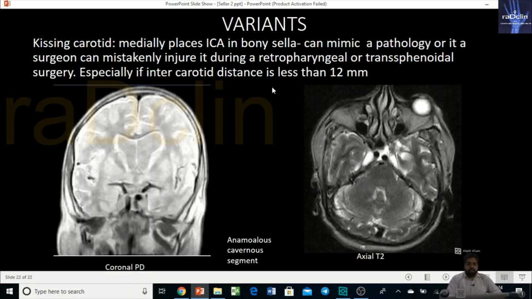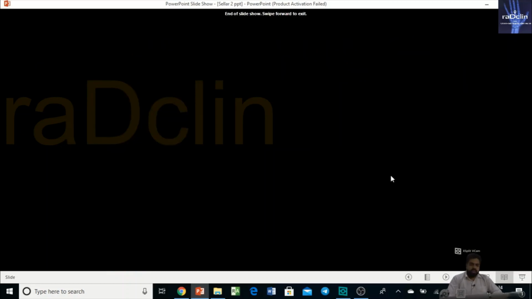If the intercarotid distance is less than 12 mm, as you can see in the axial T2, this is the anomalous cavernous segment of the carotid that is very medially placed. We need to put it in the report. That is very important for the surgeon as well as for us, so that we do not confuse it with some other pathology. So that concludes the basic sellar and suprasellar lesions. We'll discuss other pathologies of the neuro system in the upcoming videos.